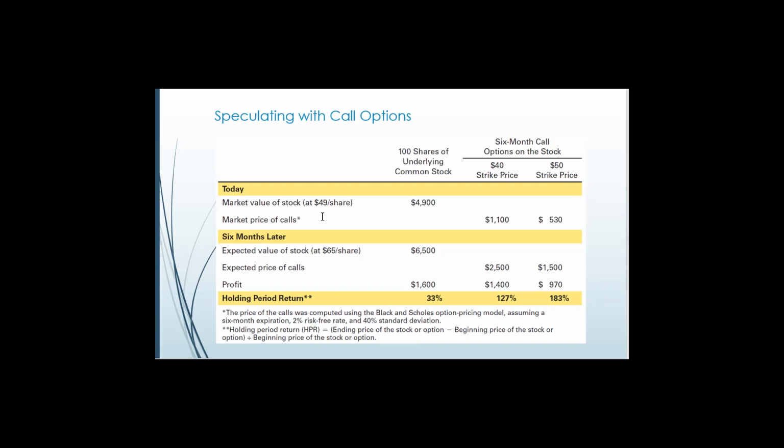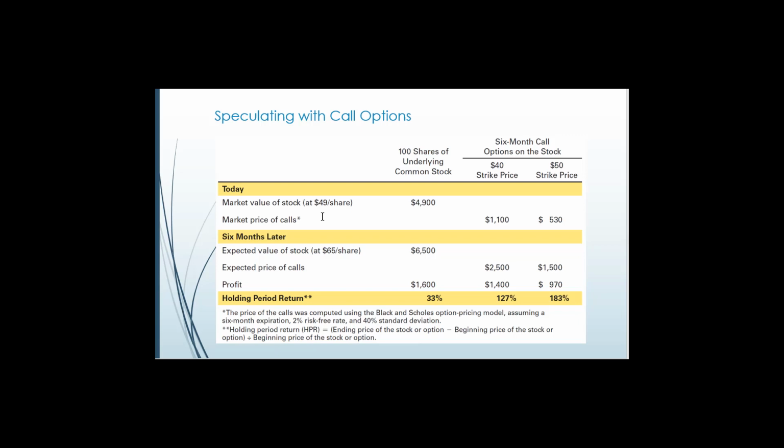So here is an example of speculating with a call. We have a stock price of $49, and if you bought that stock for $49 and 6 months later it went to $65, you would earn $1,600, which is again a 33% holding period return. Now that's not annualized, that's just the holding period return.